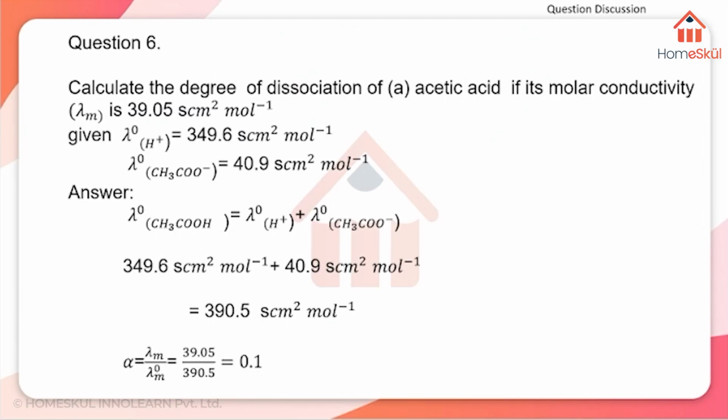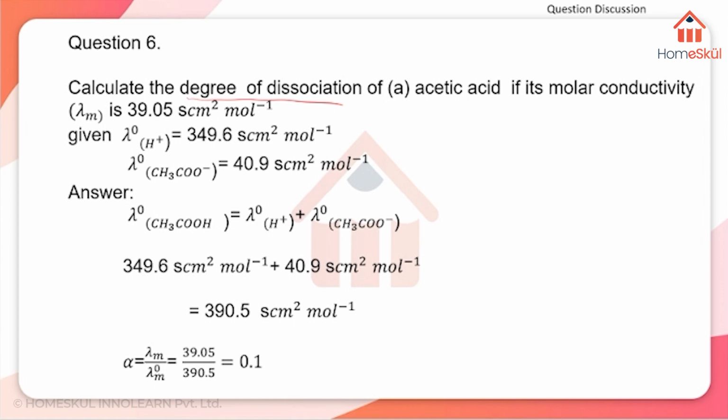Let us go to the sixth question. Calculate the degree of dissociation of acetic acid if its molar conductivity is 39.05 Siemens centimeter square mole inverse. Given the limiting molar conductivity value for H+ ion is 349.6 Siemens centimeter square mole inverse, and the limiting molar conductivity for CH3COO- ion is 40.9 Siemens centimeter square mole inverse. So we have to calculate the degree of dissociation.